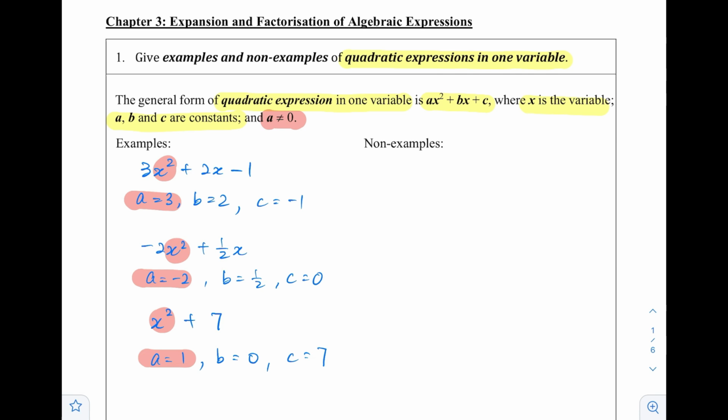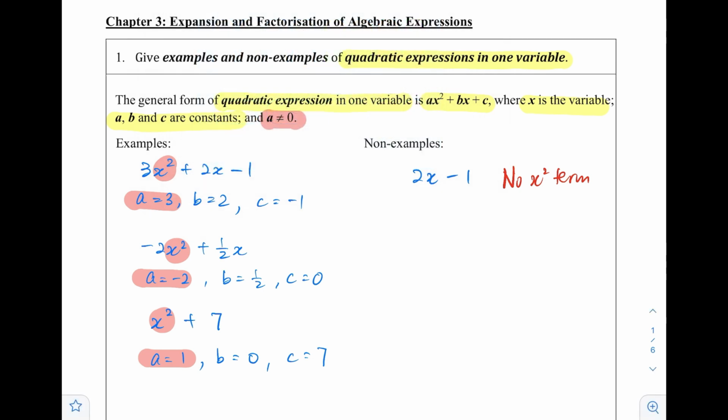Non-examples would include 2x minus 1. In this case, there is no x squared term, so it is not a quadratic expression.